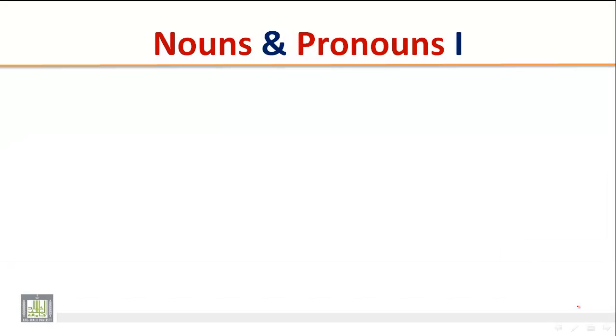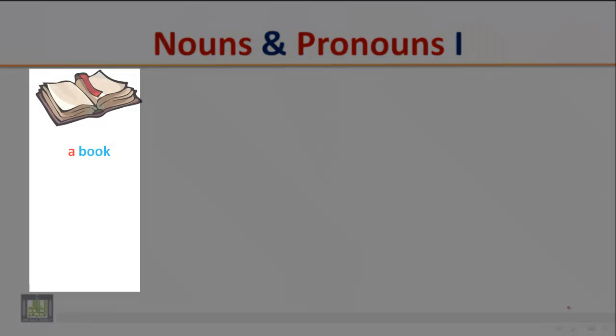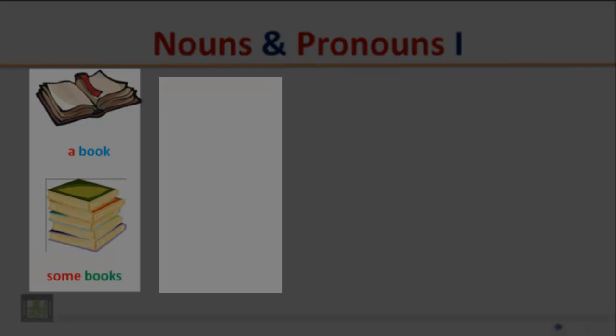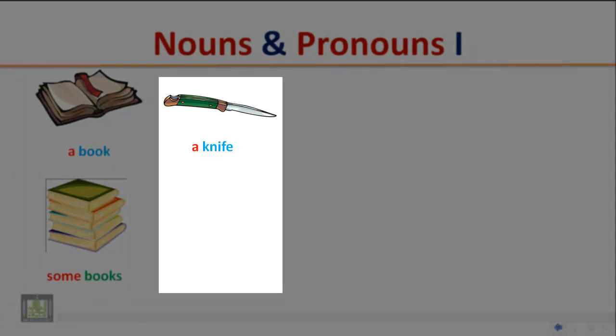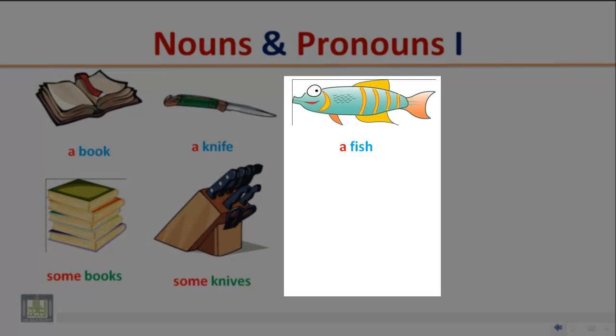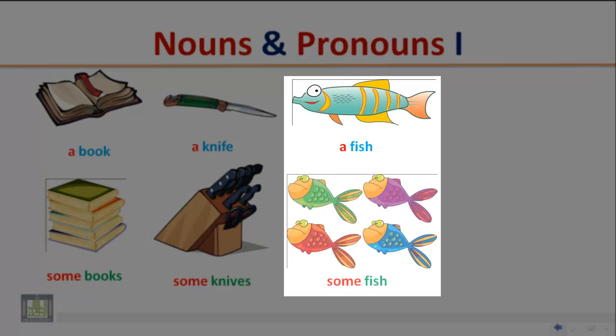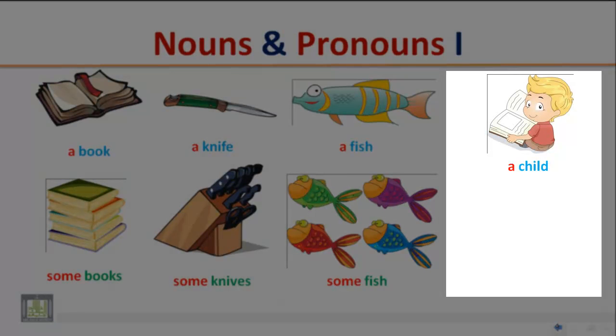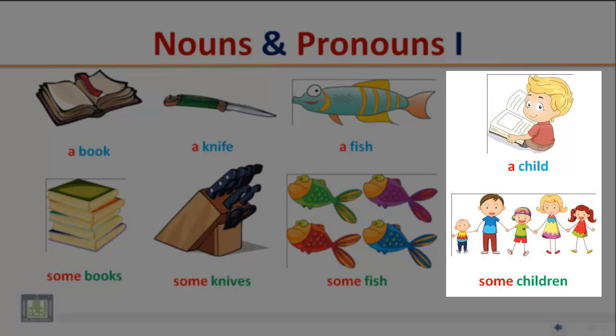Look at the following pictures and pay attention to the singular and plural forms of nouns. A book. Some books. A knife. Some knives. A fish. Some fish. A child. Some children.